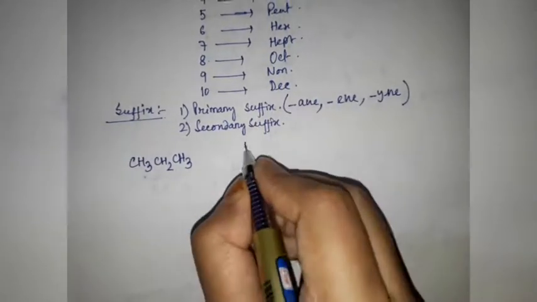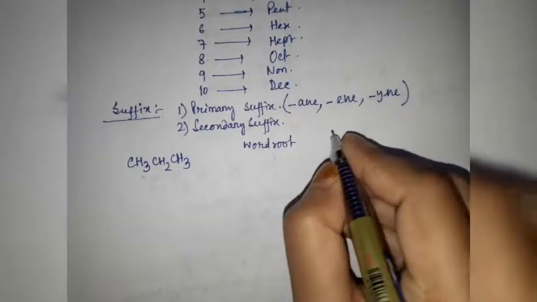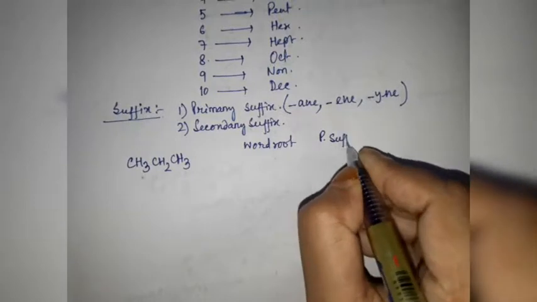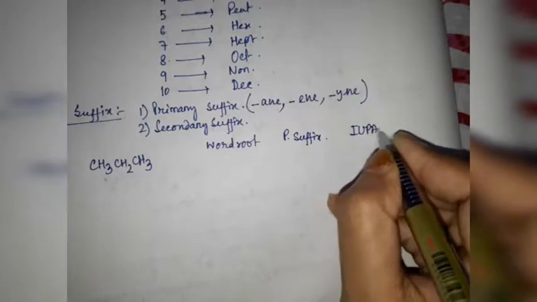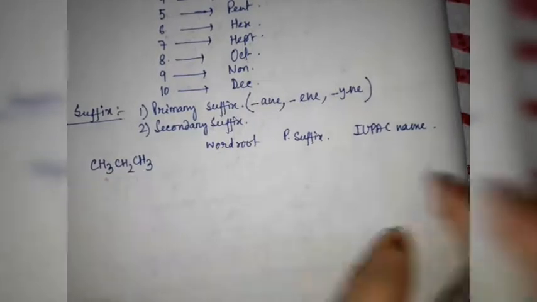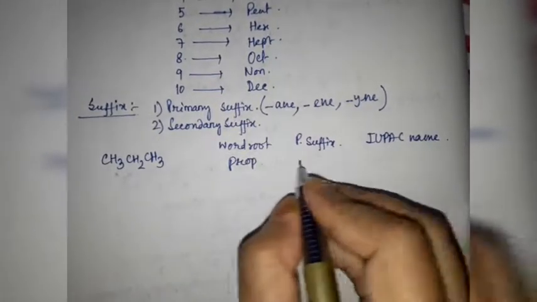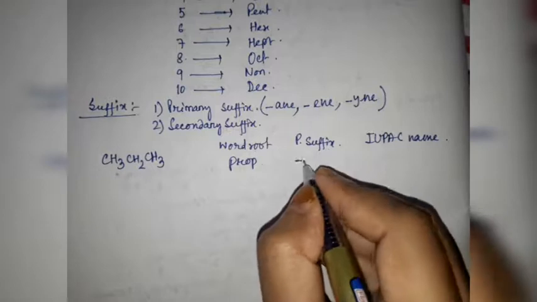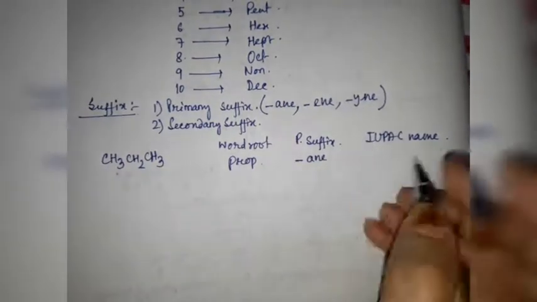Let me explain this with an example, suppose CH3, CH2, CH3. So at first word root, then primary suffix, and then the IUPAC name, right? Here you can see that 3 carbon atoms are there. So for 3 carbon atoms we use prop as word root, and the primary suffix will be "ane." Why? Because this is a saturated hydrocarbon. So the IUPAC name will be propane.